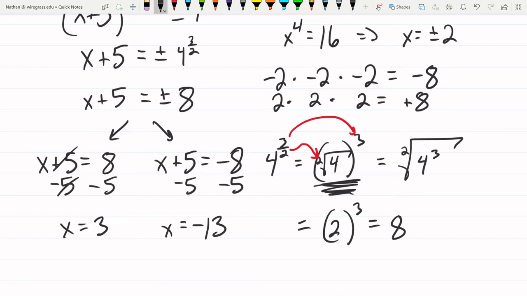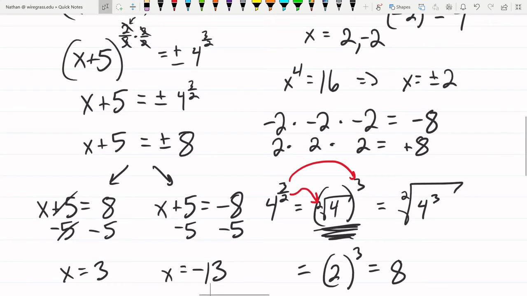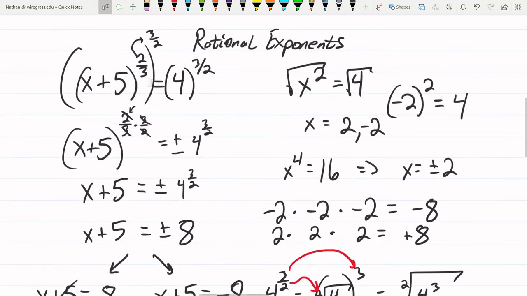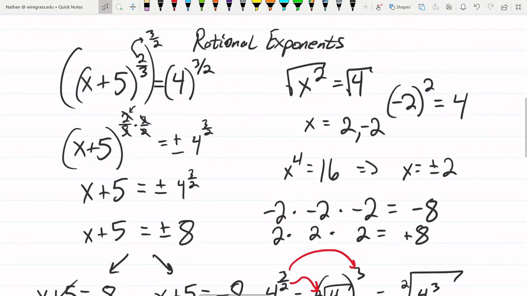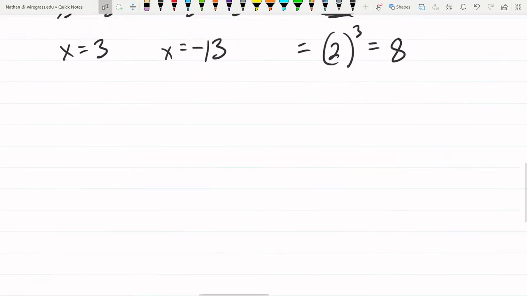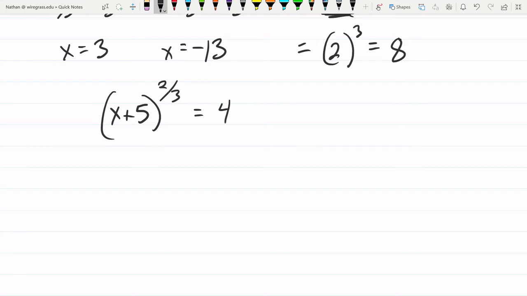Now, just like in the last one, where we had a square root, here we had a cube root actually in the original problem. We had a cube root here because there's a 3 in the denominator. We should check our answers just to make sure we didn't add in anything that's incorrect. So the original problem was, let's see, x plus 5 to the 2/3 equals 4. Now we can plug in our solution.